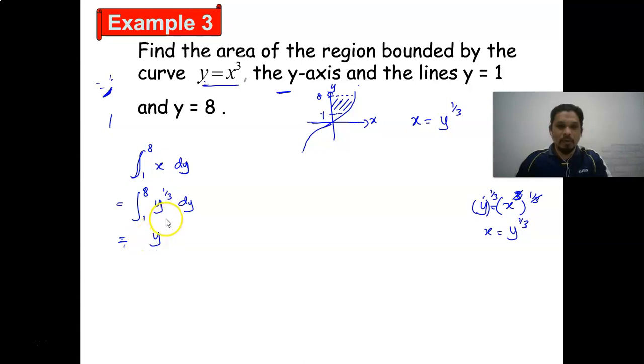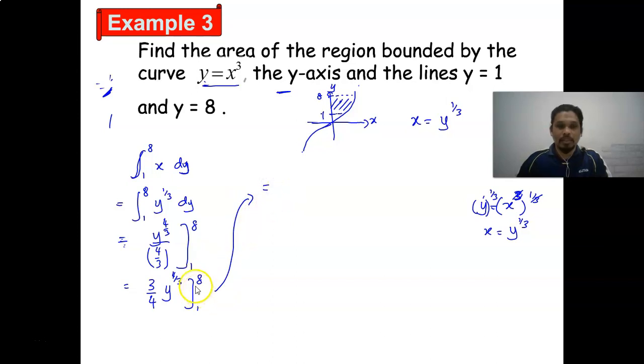y to the power of 1/3 + 1, that is 1/3 + 3/3 = 4/3, divided by 4/3. Okay, from 1 until 8, bring this above here, turn the position upside down, 4/3 comes out with 3/4, y to the power of 4/3, from 1 until 8. 3/4, okay.